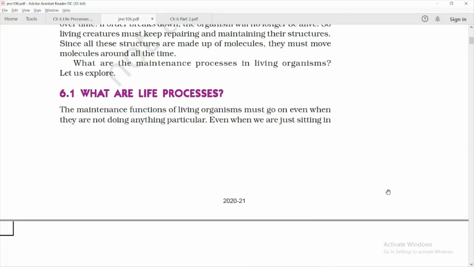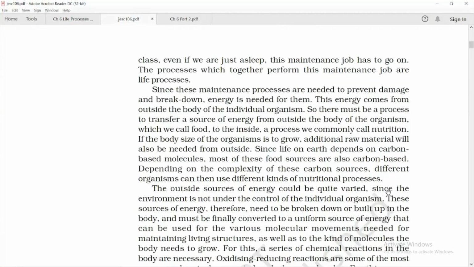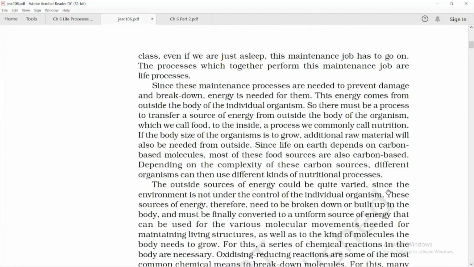What are life processes? The maintenance functions of living organisms must go on even when they are not doing any particular activity. Even when we are just sitting in the class, even if we are asleep, the maintenance job has to go on. The processes which together perform these maintenance jobs are called life processes, as we discussed above.